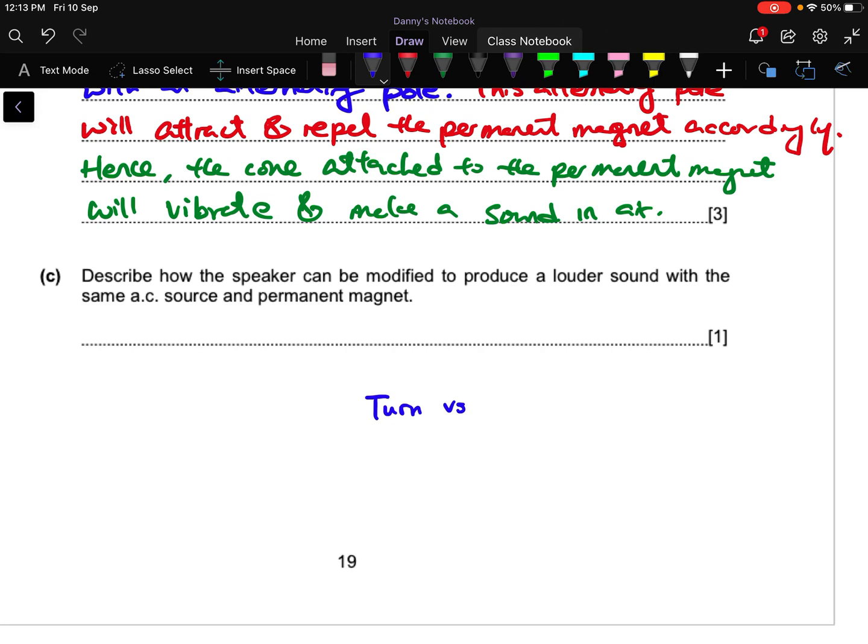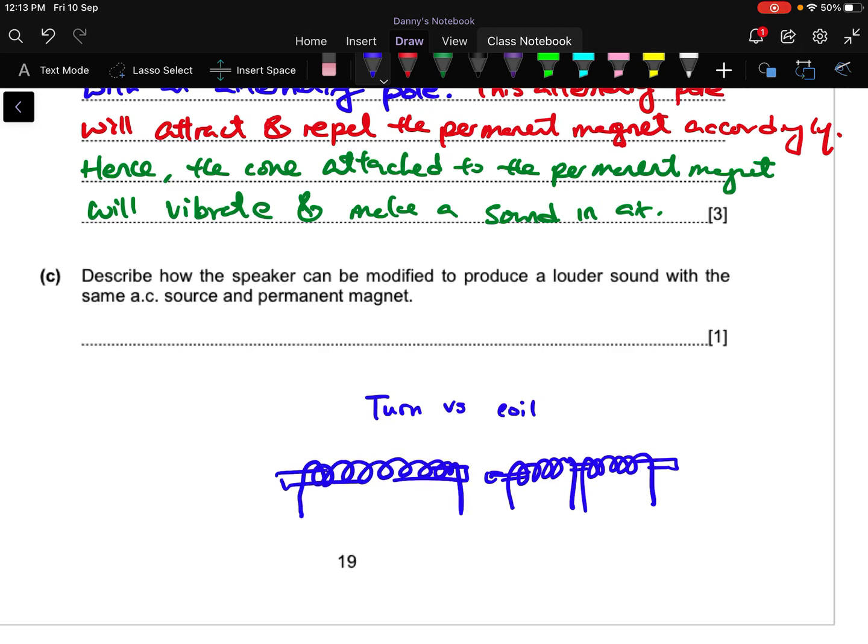Okay, for part C, I think it is quite straightforward, but many of you mix the term turn versus coil. Coil, this is a coil. So if you want to add more coil to the core, this is what it means. It adds more coil, right? If you want to add more turns, this is what it means.